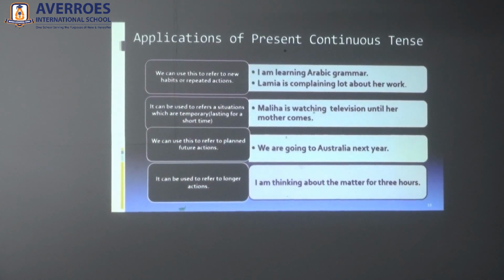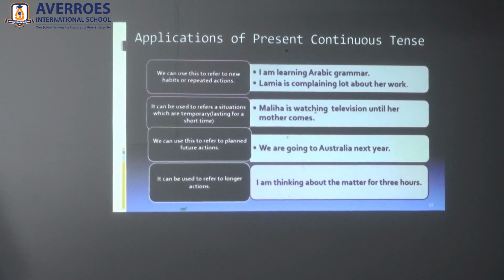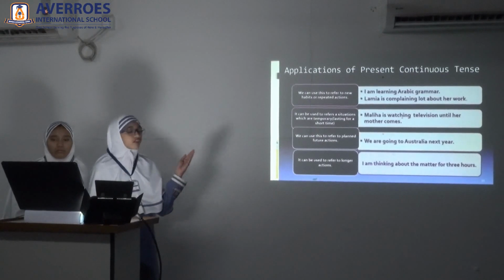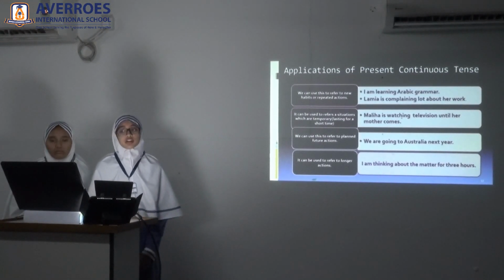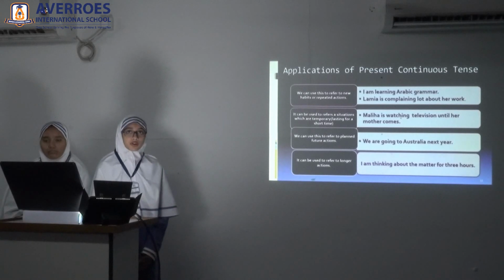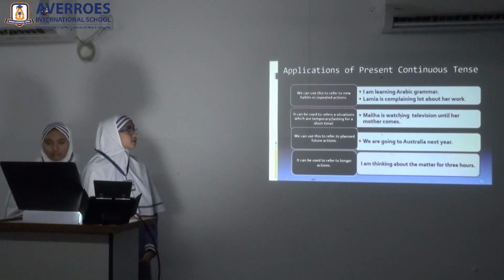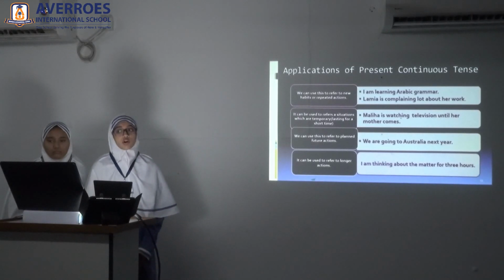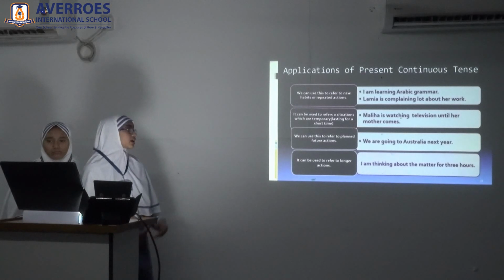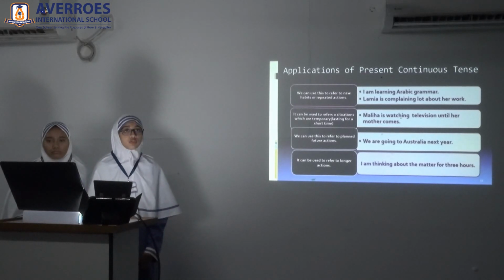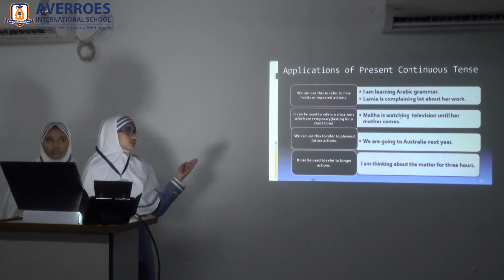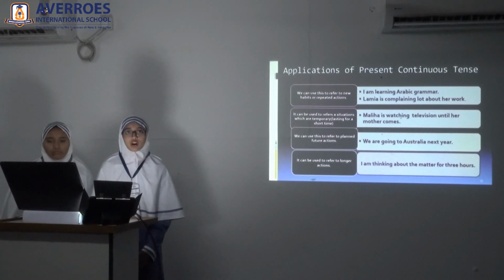There are 4 main applications of present continuous tense. The first application is we can use this to refer to new habits or repeated actions. Example: I'm learning Arabic grammar. The second application is it can be used to refer to situations which are temporary, lasting for a short time. The example is Maria is watching television until her mother comes. The third application is we can use this to refer to planned future actions. Example: we are going to Australia next year. The last application of present continuous tense is it can also be used to refer to longer actions, like I'm thinking about it for 3 hours.